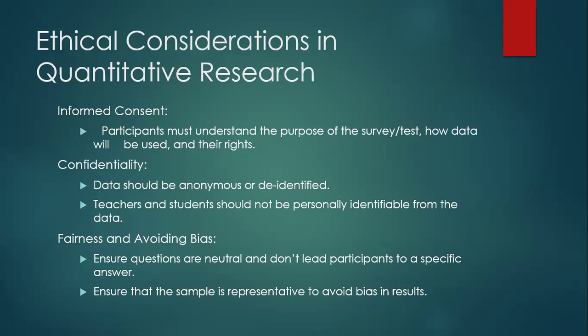Another, ethical considerations in quantitative research. Informed consent. Participants must understand the purpose of the survey or test and how the data will be used and their rights. If you're going to publicize data, say you're going to present it at a conference or something, then the participants must know that their information is going to be used publicly. Confidentiality. Data should be anonymous or de-identified. Teachers and students should not be personally identifiable from the data.